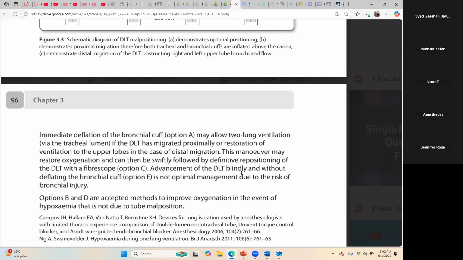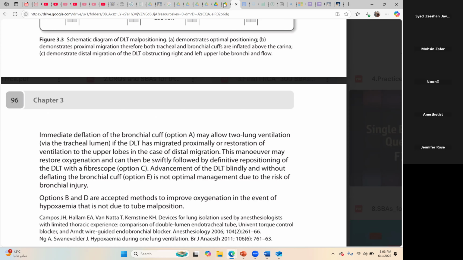The advancement of the DLT blindly without deflating the bronchial cuff is not optimal management, due to the risk of trauma from the bronchoscope. Options B and D are accepted methods to improve oxygenation in the event of hypoxemia that is not due to tube malposition.